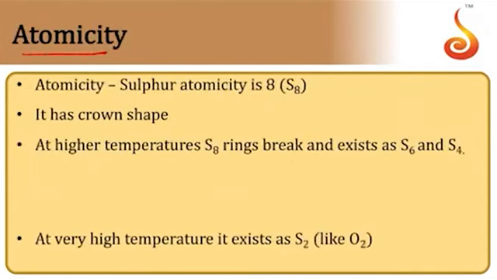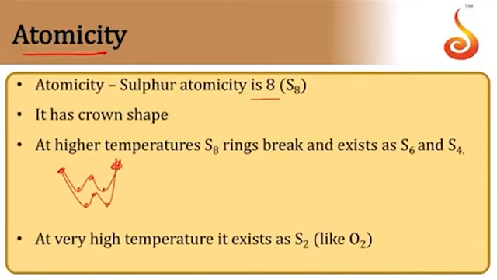Then comes atomicity, the number of atoms in the molecule. The atomicity of sulfur is 8, so there is S8. In both rhombic sulfur as well as monoclinic sulfur, it is an octatomic molecule. It has a crown shape, that is to say it looks like this, a crown shape molecule.